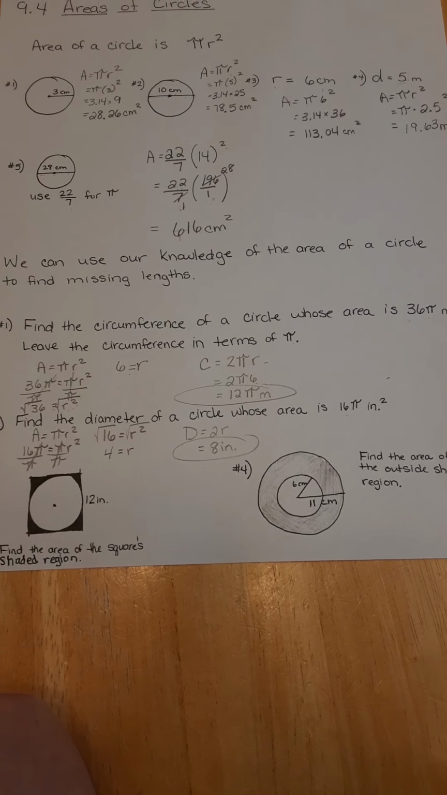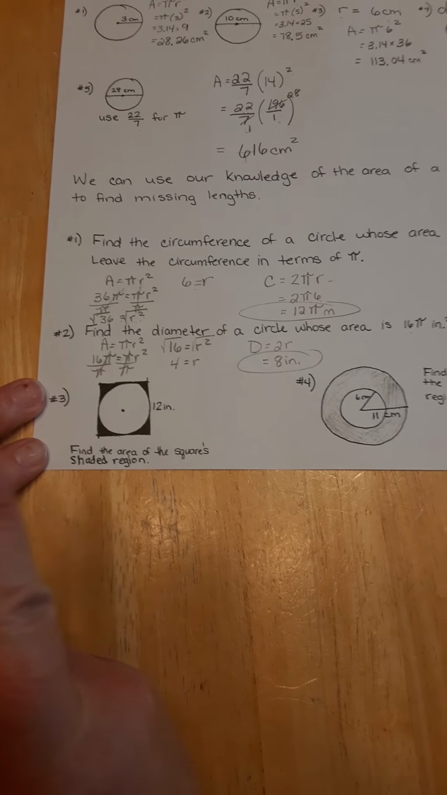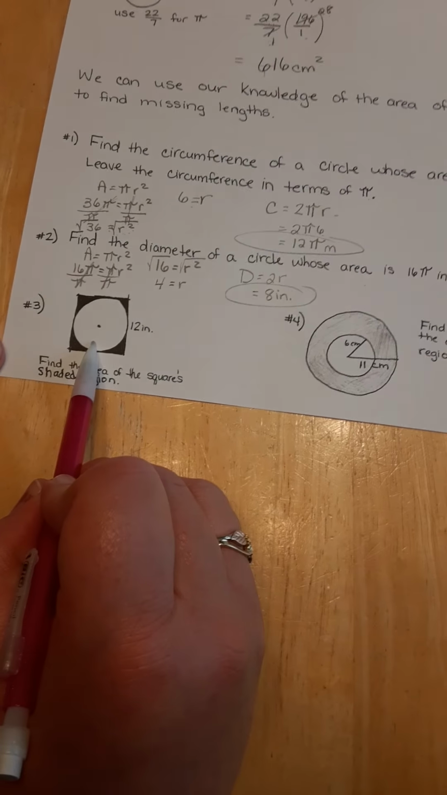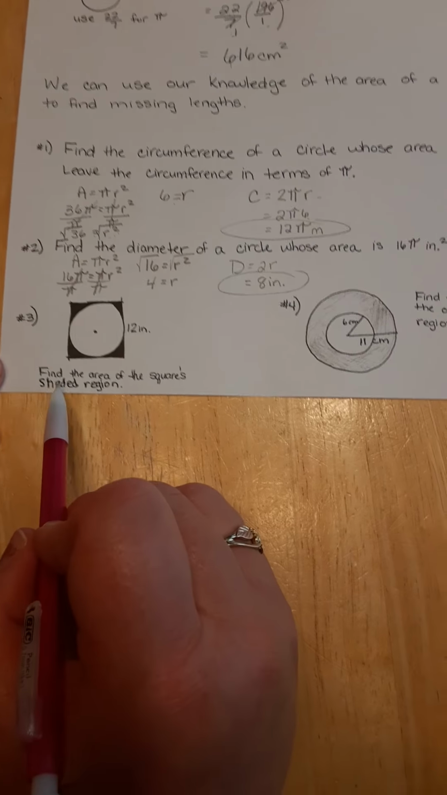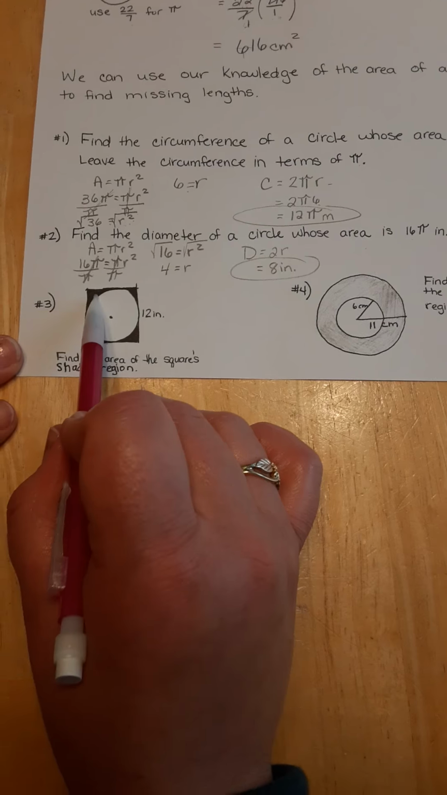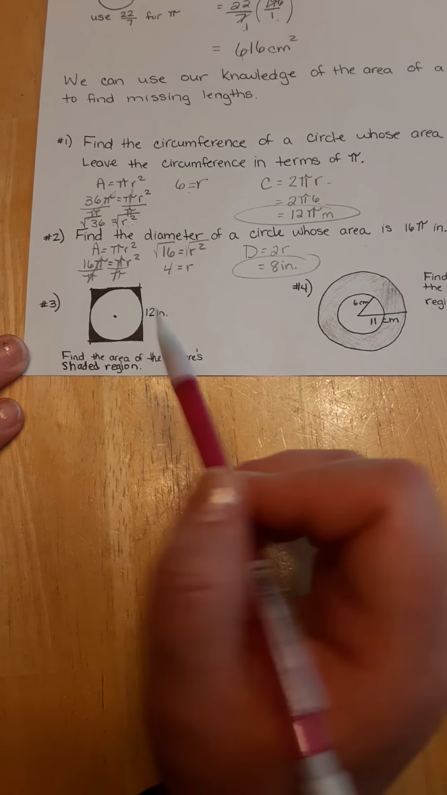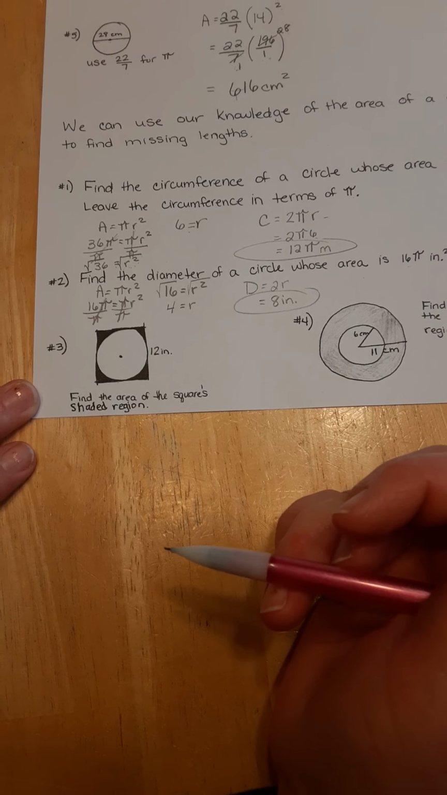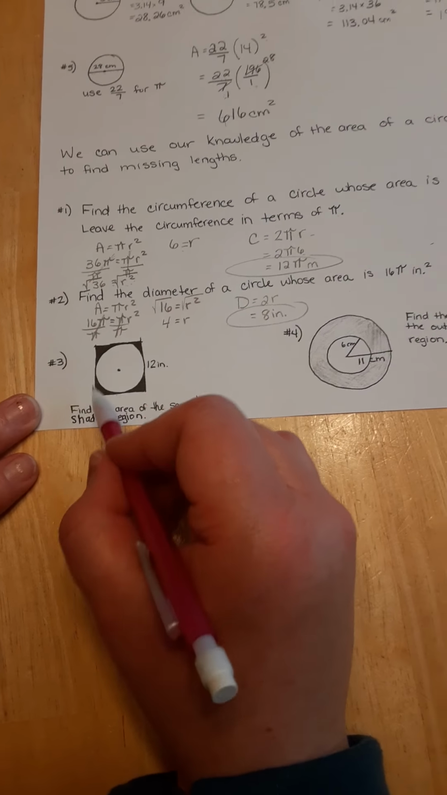Now look at our last 2 problems. The last 2 problems look really intimidating. I've got a square with a circle inside of it. They want me to find the area of only these tiny little triangles that are on the outside. How do I work with that? Actually, what I need to do is find the area of both of these things.